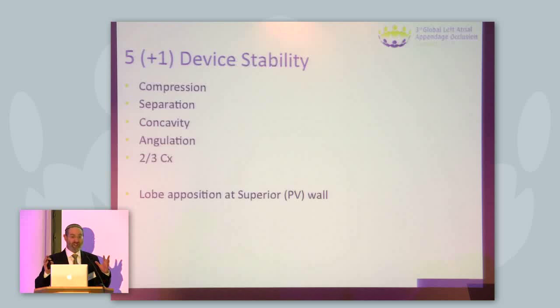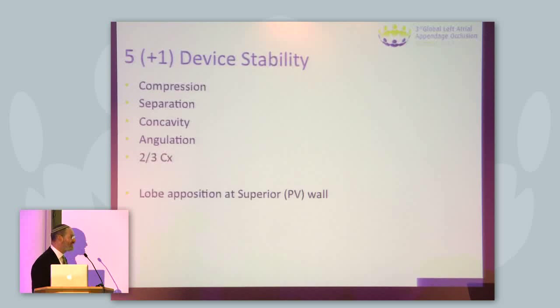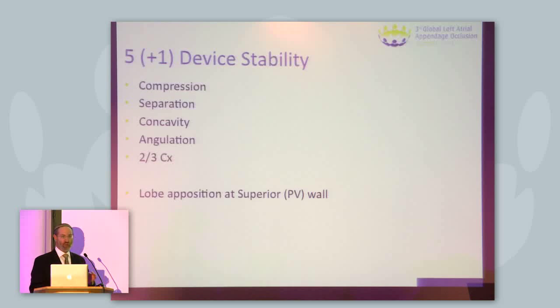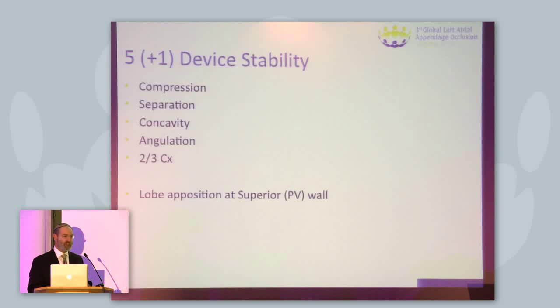So now I'm going to once again change your lives, and I'm going to tell you that there are not 5 signs, there are 6 signs of stability. I've been threatening to come out with a sixth sign, but the 5 signs of stability, as everybody knows, is compression of the lobe, separation of the lobe and the disc. Number 3 is concavity of the disc. Number 4 is angulation of the lobe to the ostium, to the neck. And number 5 is 2/3 behind the circumflex of the lobe. Each one of you probably is saying these 5 signs in your sleep.